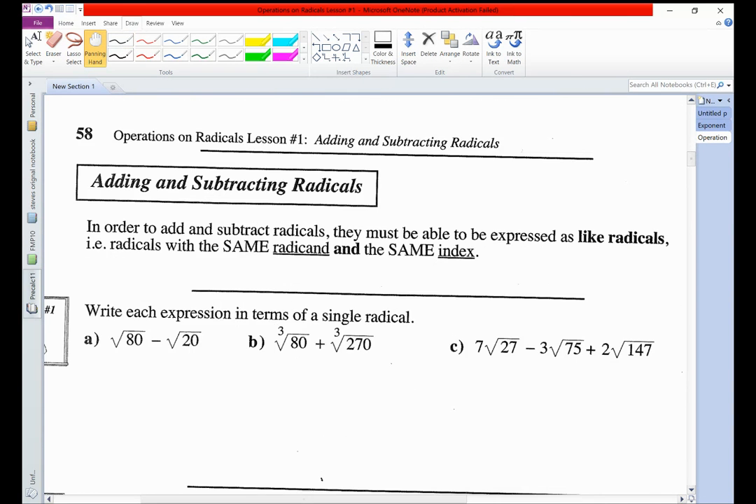So it says here, this is kind of the rule here. In order to add and subtract radicals, they must be able to be expressed as like radicals. So that means radicals with the same radicand and the same index. I guess I should just highlight that whole thing.